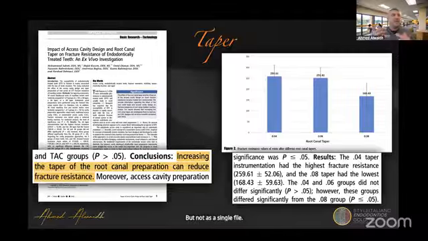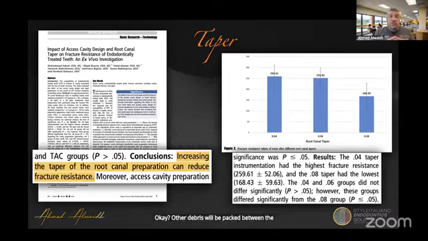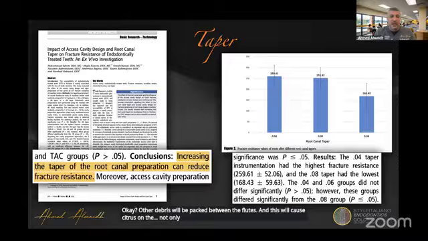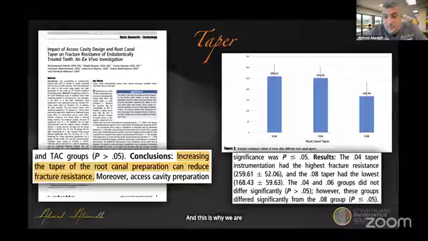Why? Because again, as I described in the beginning, when you are rotating your file, all the debris will be packed between the flutes, and this will cause stress, not only on the file, we will have stress on the canal, and this is why we are having crack formation.